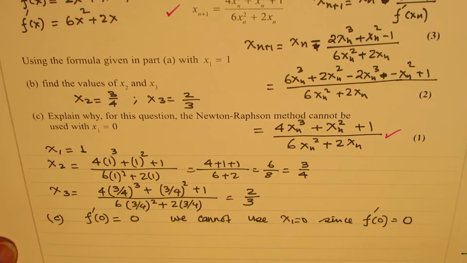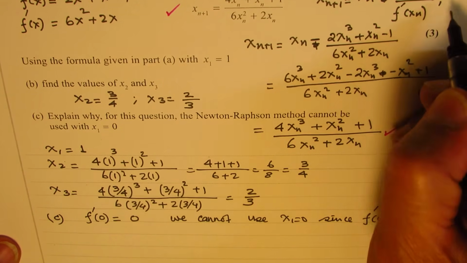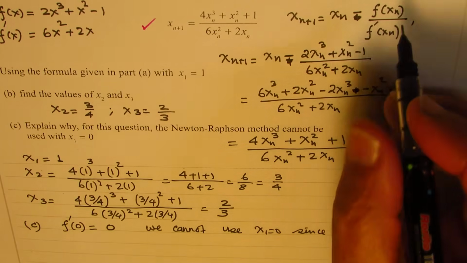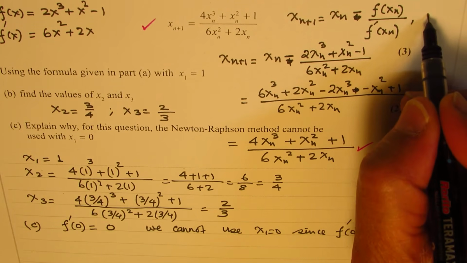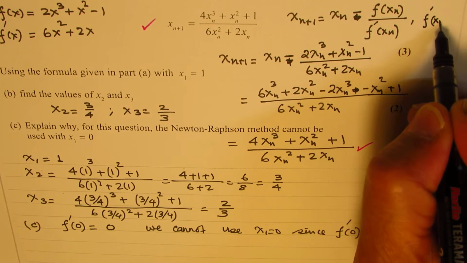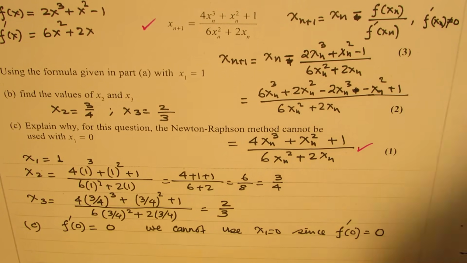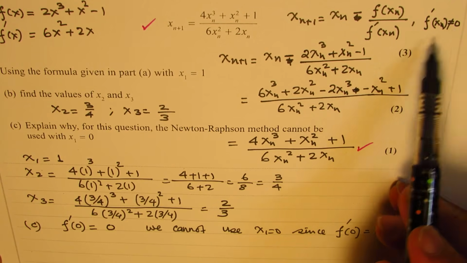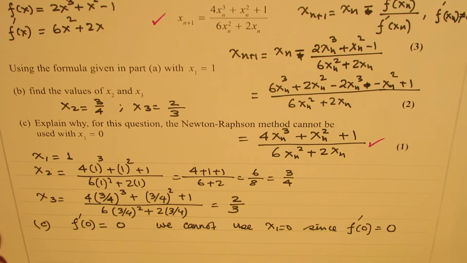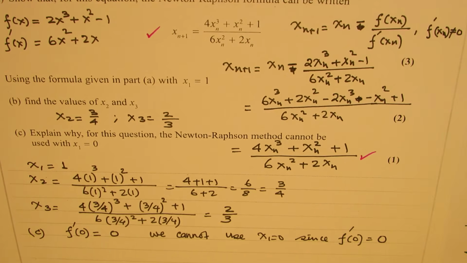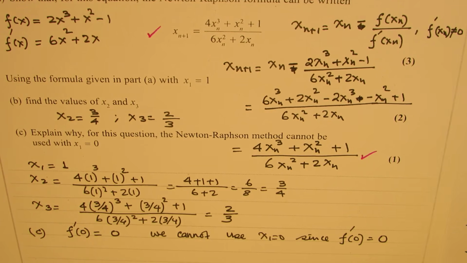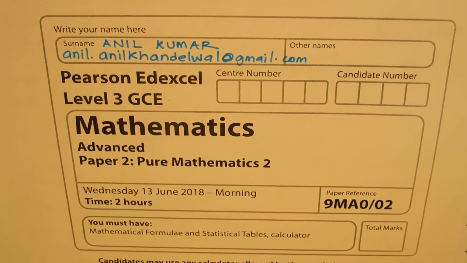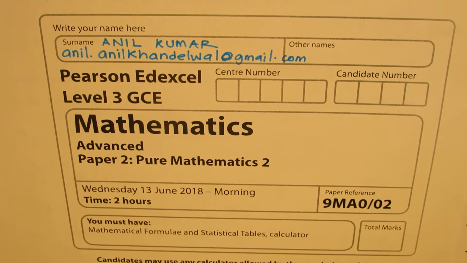So whenever you use this formula, it is important to understand that the derivative at your given value is not equal to 0. Clear? That is very clear. So at 0, it is 0. Therefore, we cannot use that value. Is that clear to you? So I hope all these steps are absolutely clear. You have seen how to answer this question, which we picked up from this international test paper.